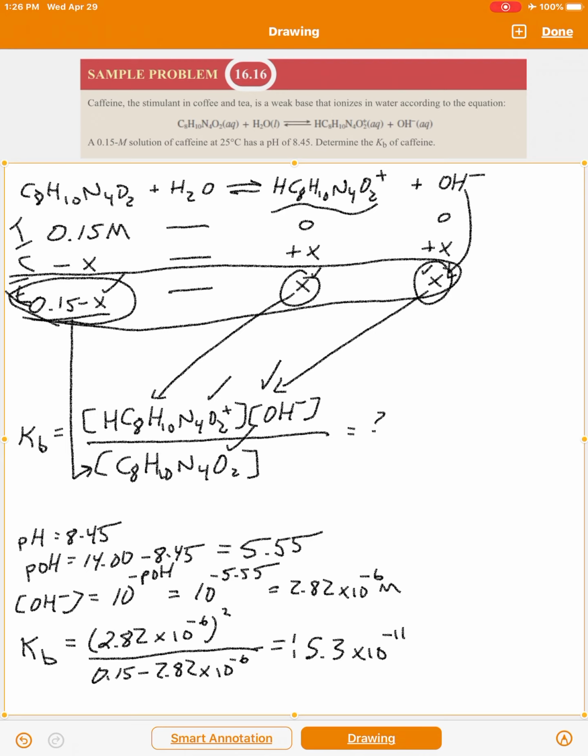Remember, it's unitless because it's an equilibrium constant. And there you go, you figured out Kb. So this is the second type of Kb problem. The first one is find the pH from an initial concentration and a known value of Kb. The second type is find Kb from a measurement of the pH and the known initial concentration of the base, right?